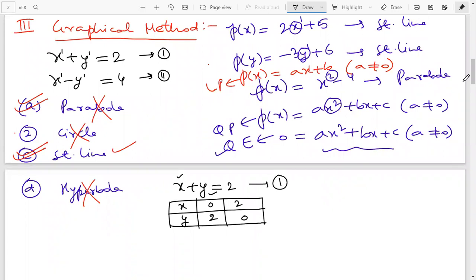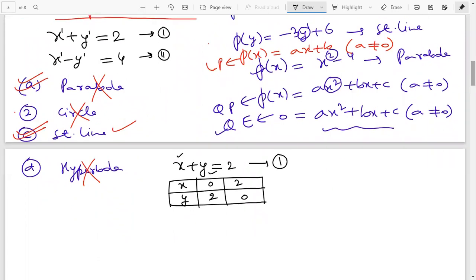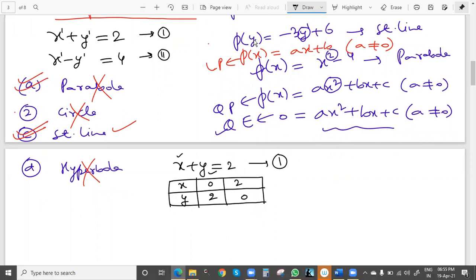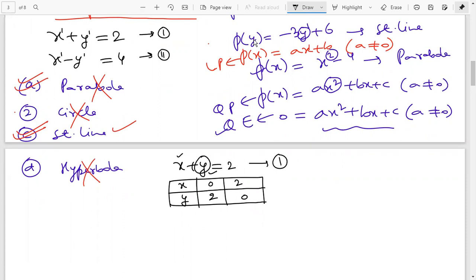Everyone understood how to take values? First take x 0 and then take y 0. So if you take x 0, y will be 2 minus x. So taking x 0, y will be 2. Taking y 0, x will be equal to 2. Right. This was the first equation.